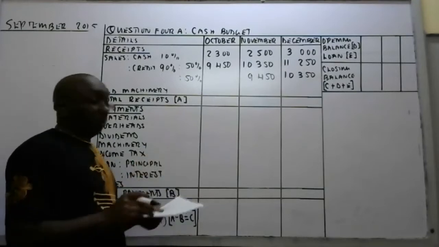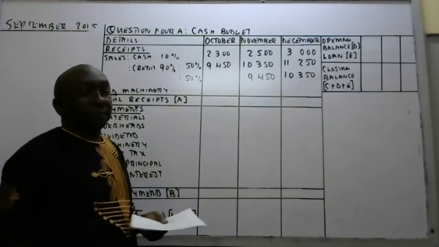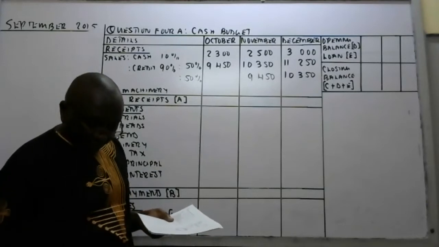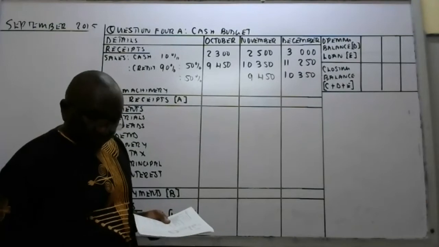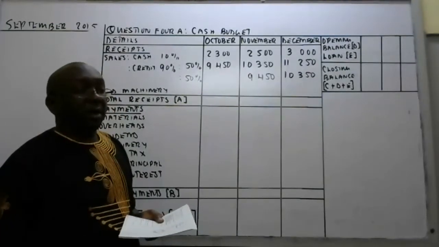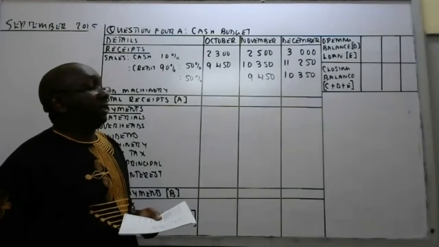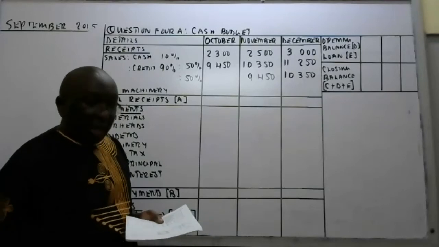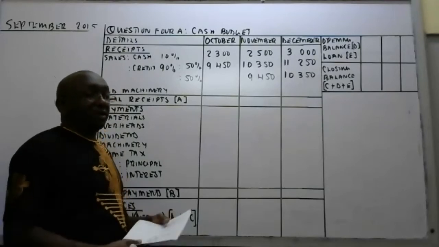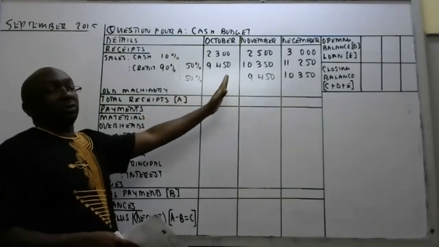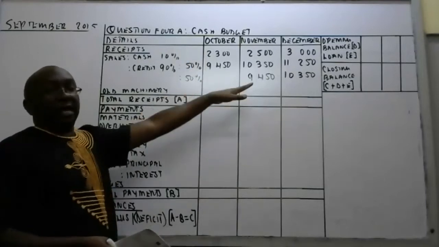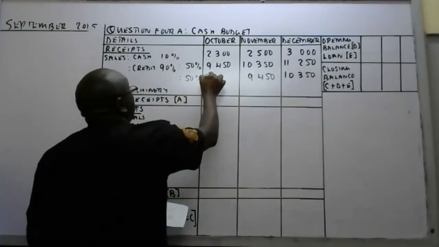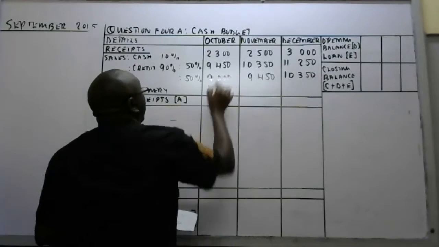We go to August. August, they sold 20,000. So take 90% of that. How much? Now that 18,000, 50% of it is 9,000. So the 9,000 was paid in September because it was the following month. And the other 9,000 will now be paid in October, the subsequent month. So here we receive 9,000.